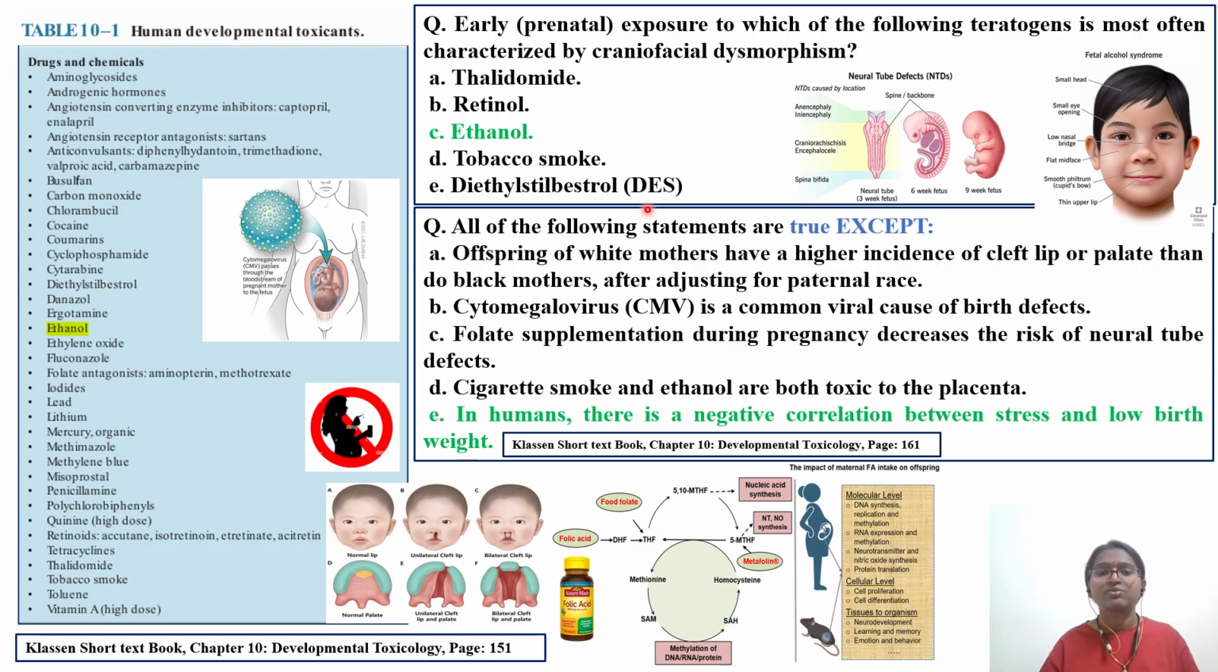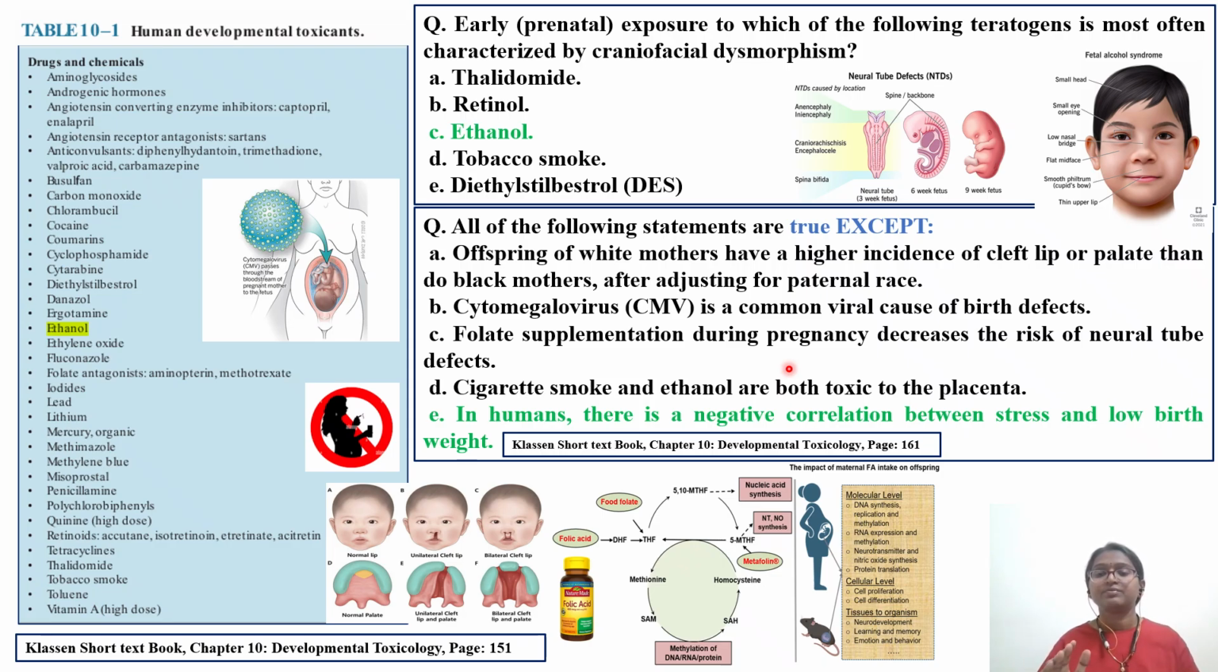Then we have the next question. All of the following statements are true with respect to this topic, except one. We need to identify the wrong statement. In humans, there is a negative correlation between stress and low birth weight. This is absolutely wrong. As stress increases, there is a direct relation: with increased stress, the birth weight of that particular child will decrease.